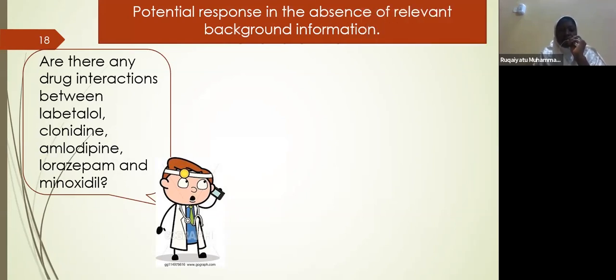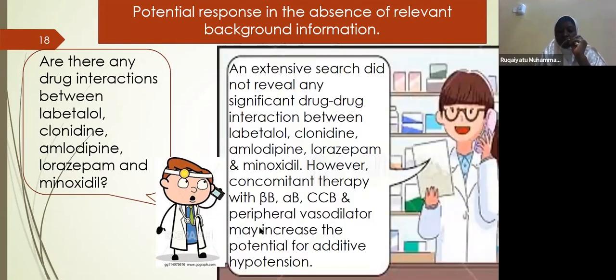Of course, if we're going to give our response without obtaining our relevant background information, we could give a response like: after an extensive search of literature resources, it did not reveal any significant drug-drug interactions between labetalol, clonidine, amlodipine, lorazepam, and minoxidil. However, concomitant therapy with a beta blocker, alpha adrenergic blocker, calcium channel blocker, and peripheral vasodilator may increase the potential for additive hypotension. Now, this would have been a response without obtaining our background information.